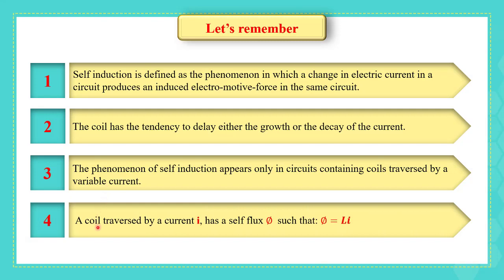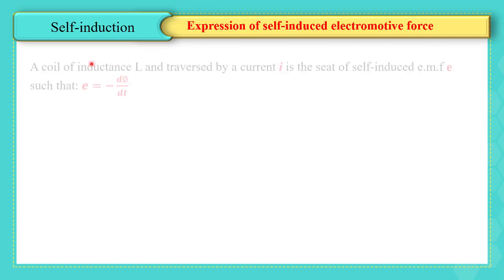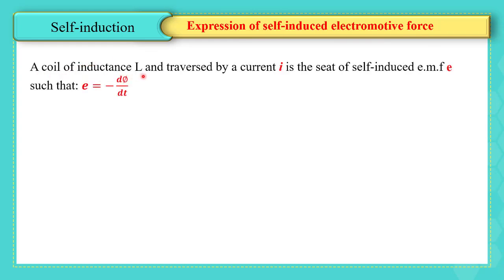A coil traversed by a current i has a self-flux phi such that phi, or flux, equals L i. In order to obtain the expression of the self-induced electromotive force, let's use Faraday's law. A coil of inductance L and traversed by a current i is the seat of a self-induced EMF e, such that e equals minus d flux over dt.